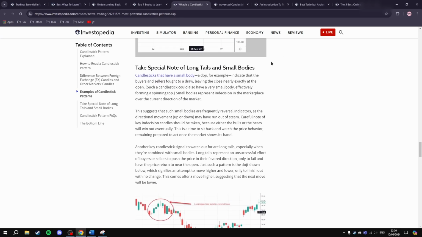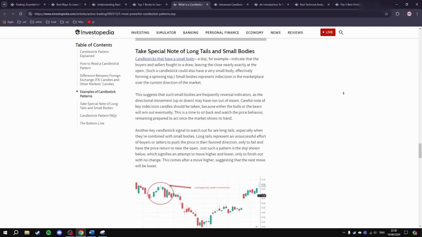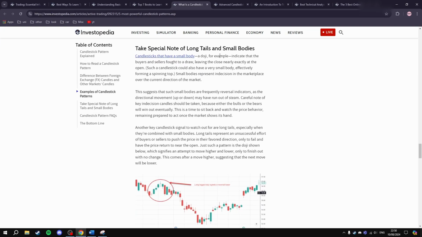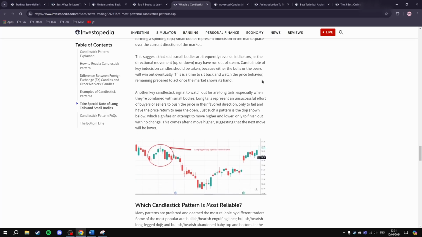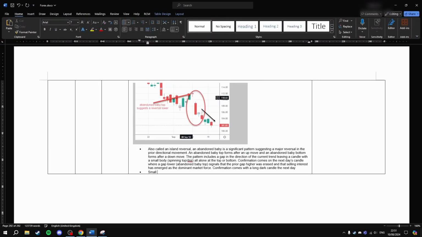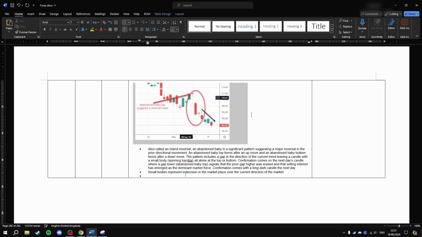take special note of long tails and small bodies. Candlesticks that have a small body, a doji for example, indicate that the buyers and sellers fought to a draw, leaving the close nearly exactly at the open. Such a candlestick could also have a very small body, effectively forming a spinning top. Small bodies represent indecision in the marketplace over the current direction of the market.